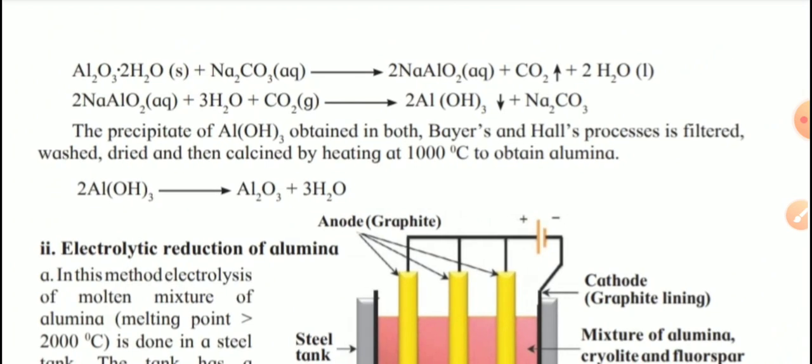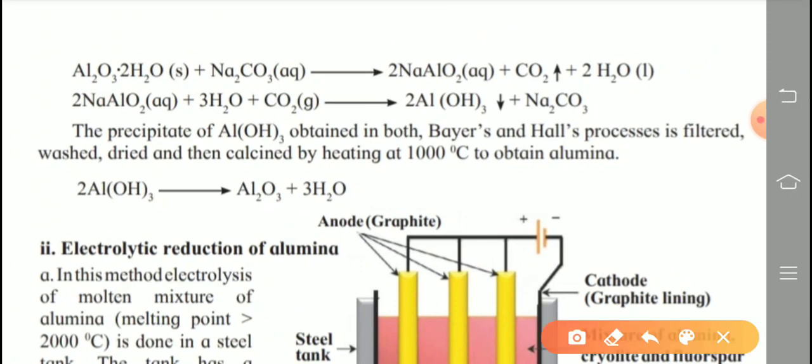Al2O3.2H2O in solid state, that is the bauxite ore. This reaction is related to Hall's process. It reacts with sodium carbonate, that is washing soda, and water soluble sodium aluminate is formed, carbon dioxide gas is released, and two water molecules are formed. Now this sodium aluminate in aqueous state, diluted or by passing carbon dioxide gas through it, forms aluminium hydroxide, and again Na2CO3, washing soda, is formed.